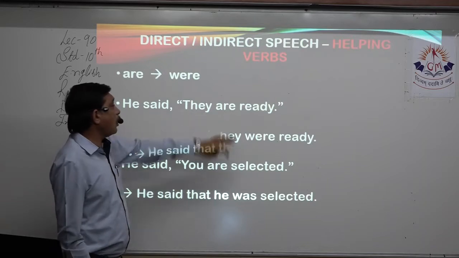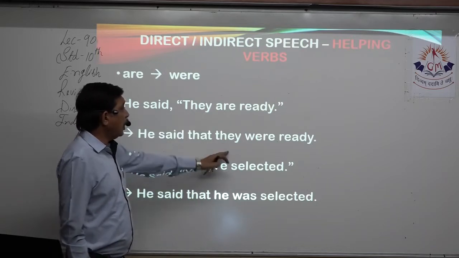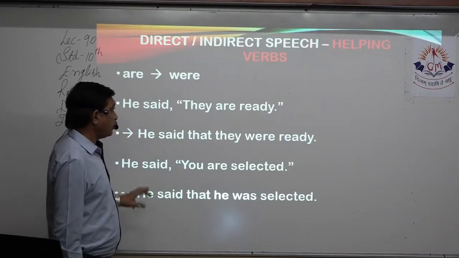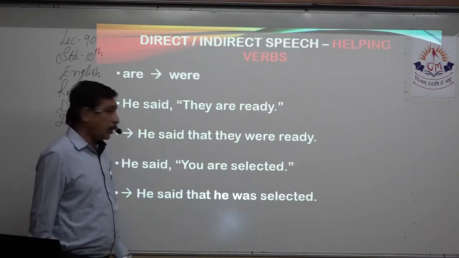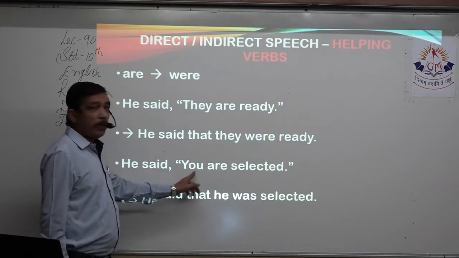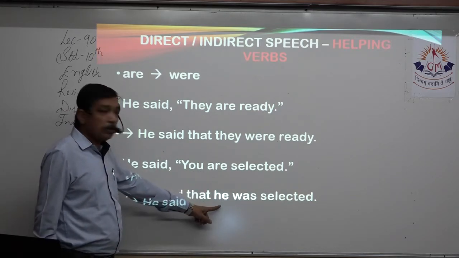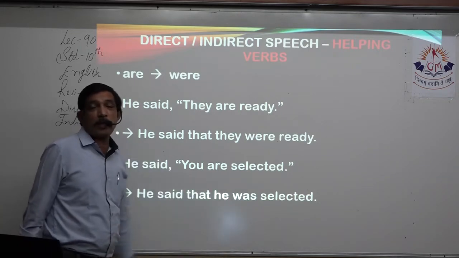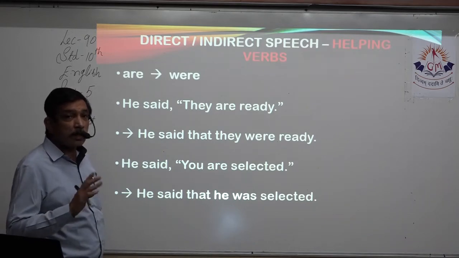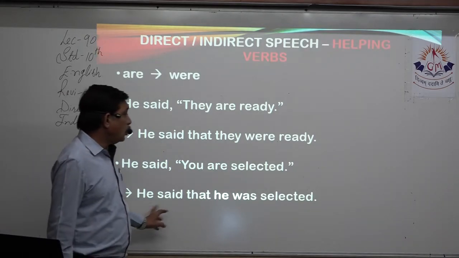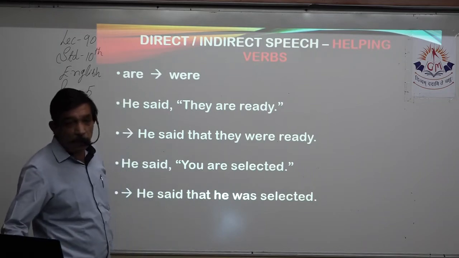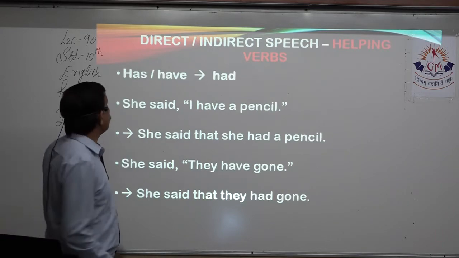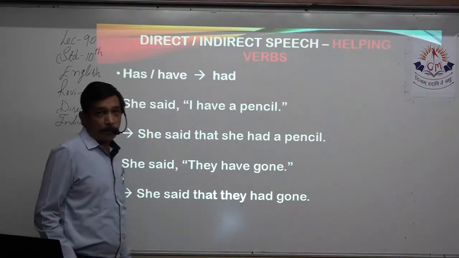He said, "They are ready." He said that they are becomes were. That is the only change that happens over here. He said, "You are selected." He said that you becomes, because this is second person, we change it to third person, he. If it is third person, then are changes to was. He was selected. If it is plural, then it remains plural: you were.